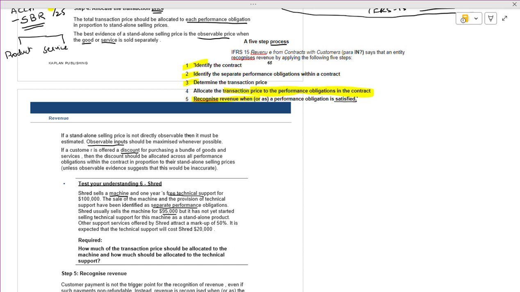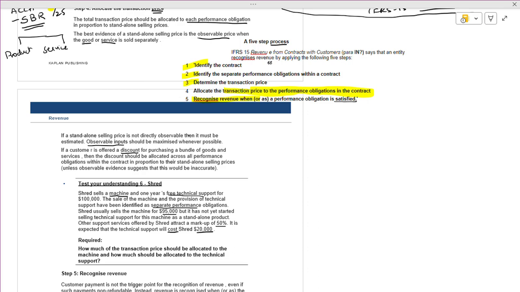Other supports, see, if they offer support services, what is the markup? Markup is 50%. And they will sell the support services. What is the cost? Cost is 20,000. Markup is 50%. Means 20,000 plus 10,000, it is going to be 30,000. Okay, and if they sell the services, they will sell it separately. Is it right?